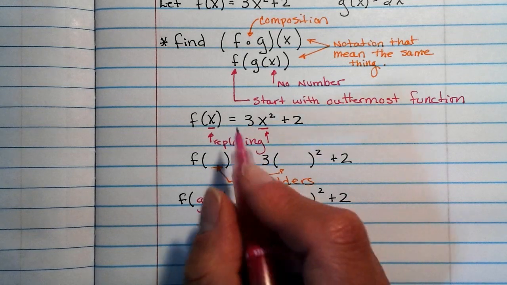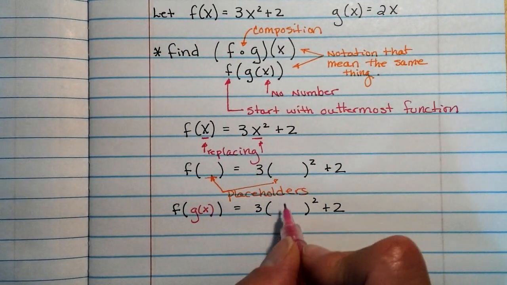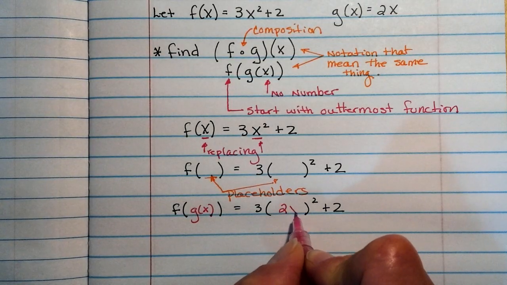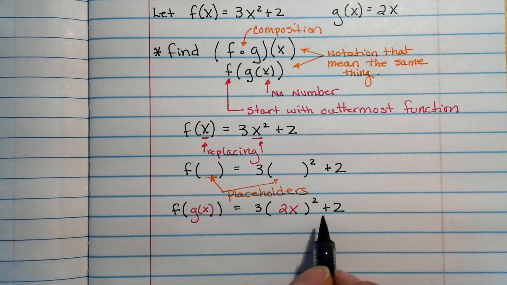So what is g of x? If we look up here at the top, g of x is 2x. So I'm replacing that with 2x. Notice no math happens over here. This is all notation. It's just function notation. So that means now I've got to clean this up.